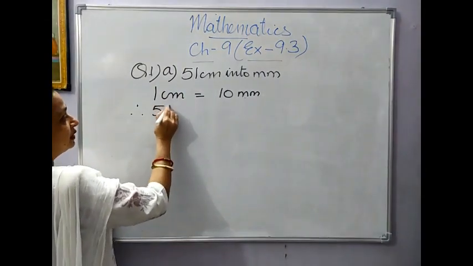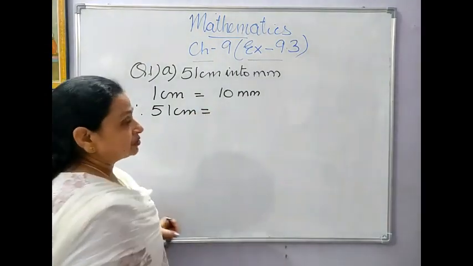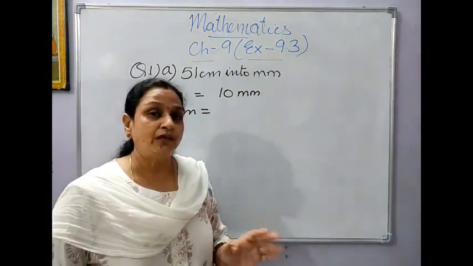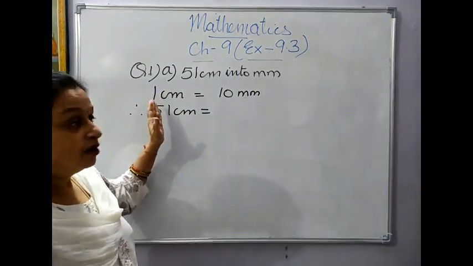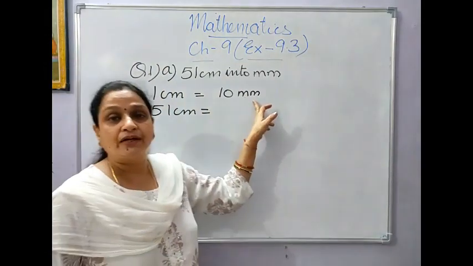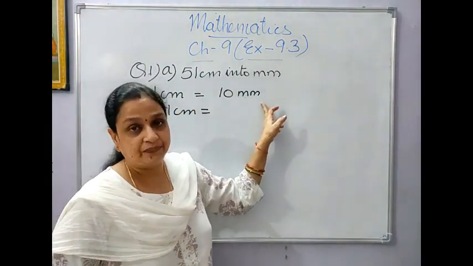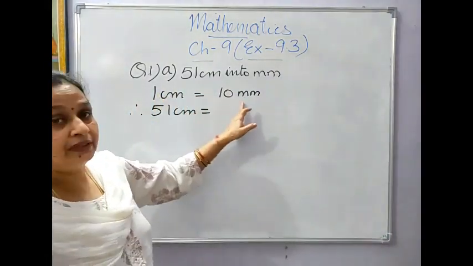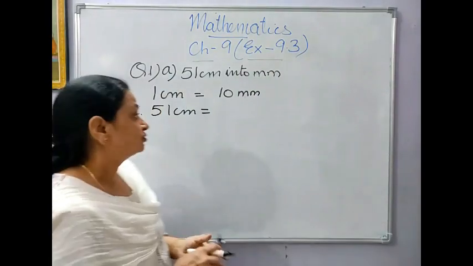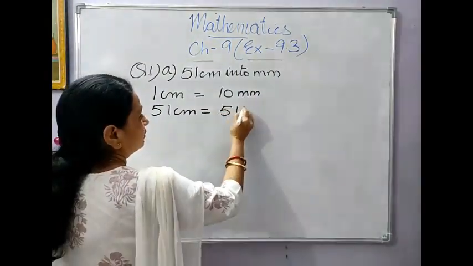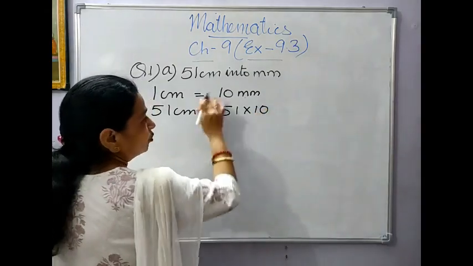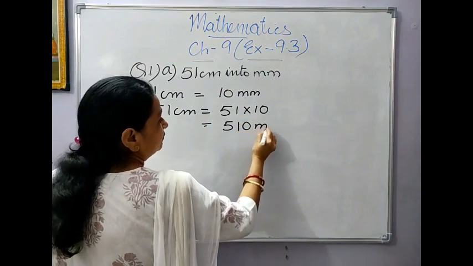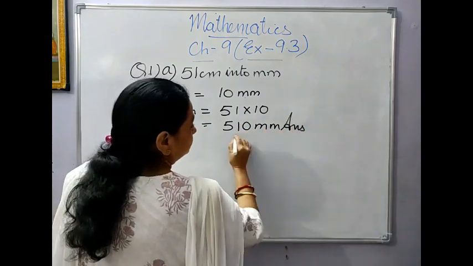Therefore, 51 centimeter is equals to, children, this also you have to learn that whatever we have to convert, this you will always write on the left side, and what we have to convert into you have to write on the right hand side. Okay, you have to convert centimeter, so you are writing on the left side. Into millimeter, so millimeter will be on the right side. Now you will do 51 multiplied by 10. Now no other number is there, we will directly multiply, so it is 510 millimeter is your answer.